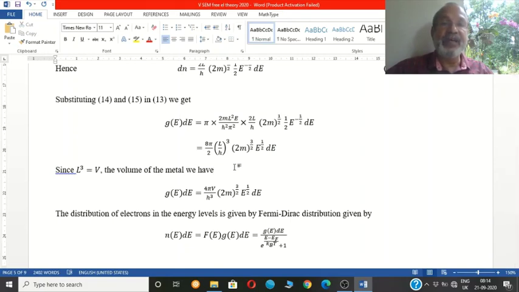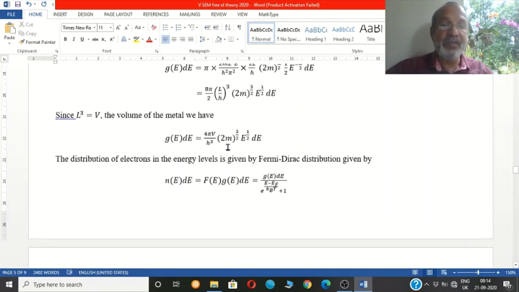We have considered a specimen in the form of a cube of side L. So the volume of the cube will be length into breadth into height. So that is L into L into L. So L cube will be the volume. So now L disappeared and only volume appears. So we may use the formula for a metal of any shape.